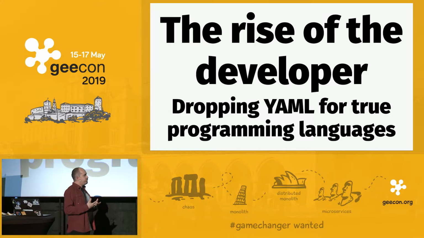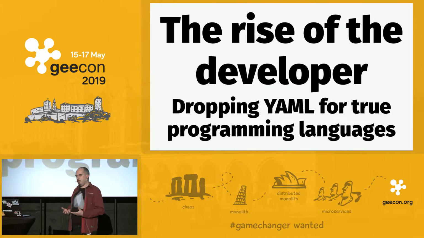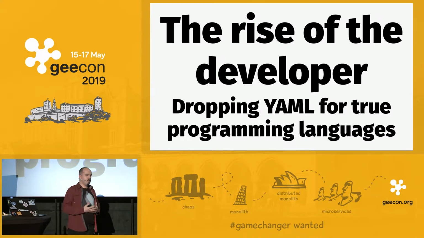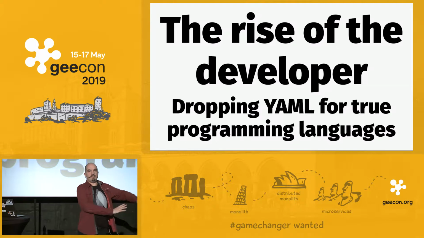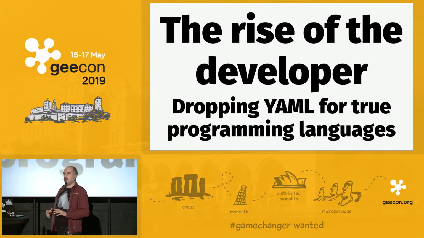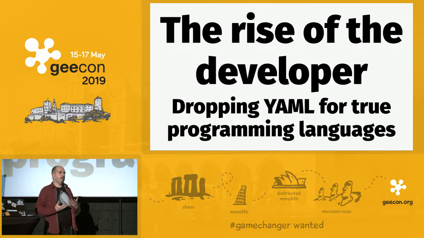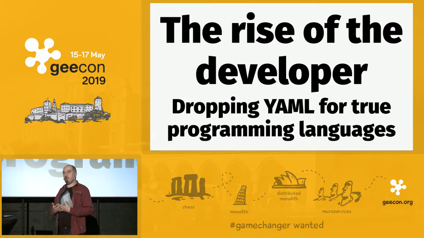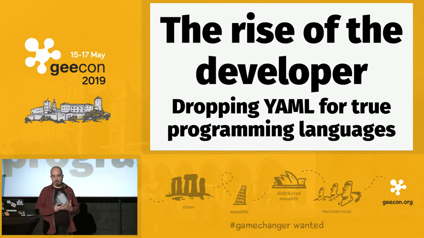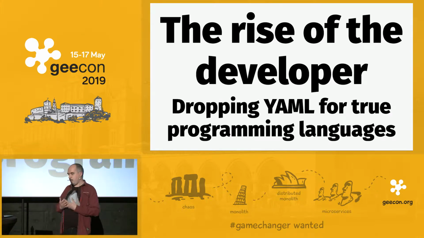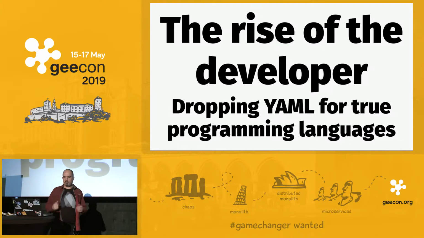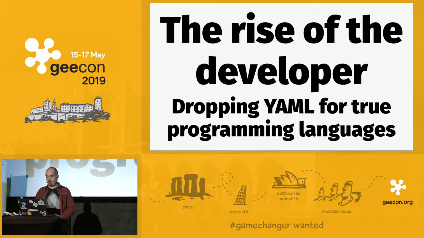So for us, it's also about the rise of the developer. For a lot of people, CI/CD is something like, okay, somebody else is going to do this. We're saying, no, you're a developer, you should be in charge of your own development process, and you should be able to codify that in a real language. So we want to drop YAML for true programming languages. So we don't start implementing if structures in a YAML file or worse.